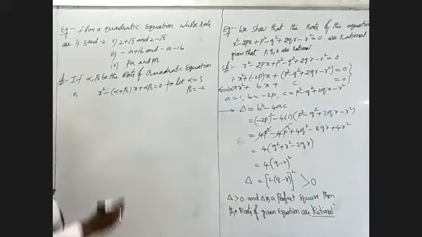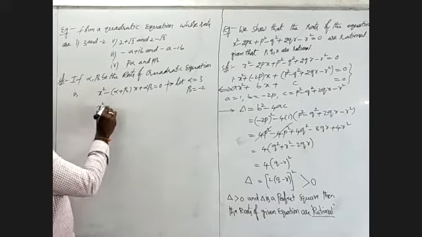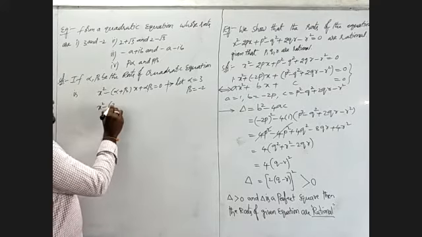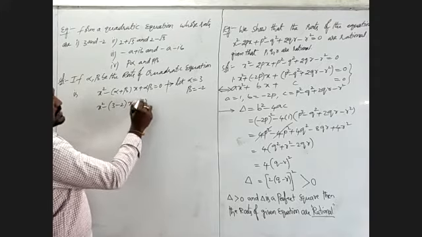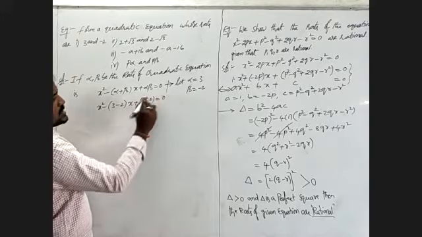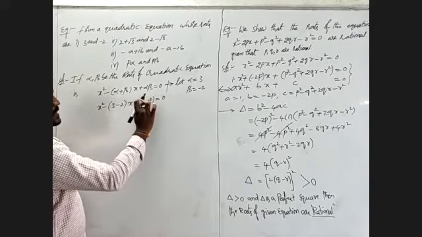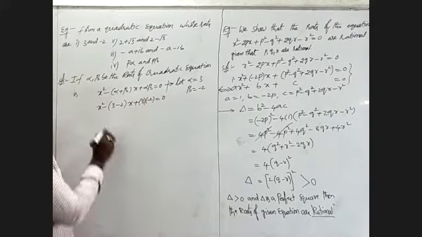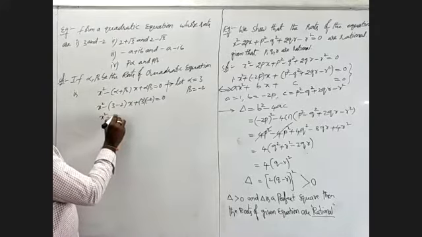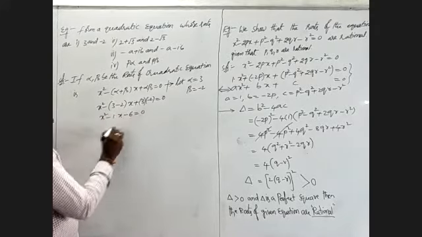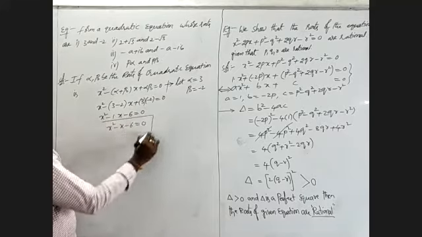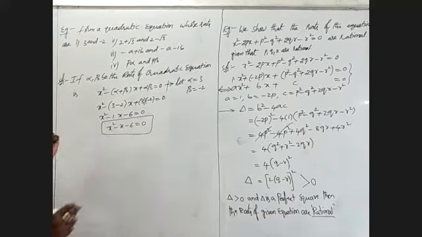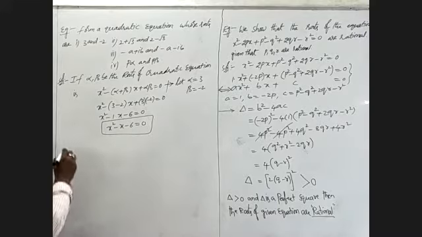How to expand this: x square minus (3 plus of minus 2, means minus 2) into x plus 3 into minus 2 is equal to 0. 3 into minus 2 is minus 6. That I will write x square minus 1 into x minus 6 is equal to 0. So we write x square minus x minus 6 is equal to 0. Okay, now I am going to the second one.